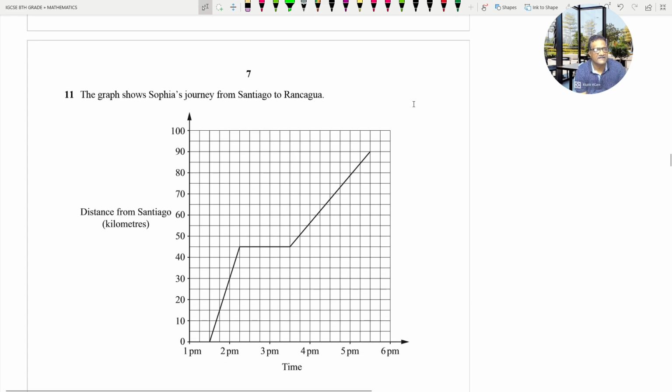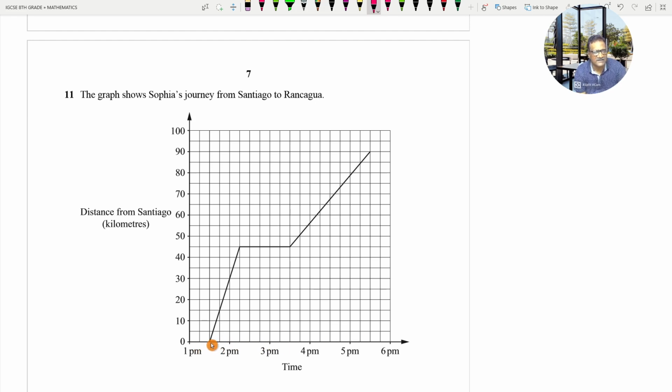Now the next question is question number 11. It says the graph shows Sophia's journey from Santiago to Rancagua. The y-axis shows the distance from Santiago, and the x-axis shows the time. On the x-axis you can see this is 1 p.m., this is 2 p.m. Between 1 and 2 this will be 1:30, so this will be 1:15. The time axis reads 1, 1:15, 1:30, 1:45, 2, 2:15, 2:30, 2:45, 3, and it goes that way.